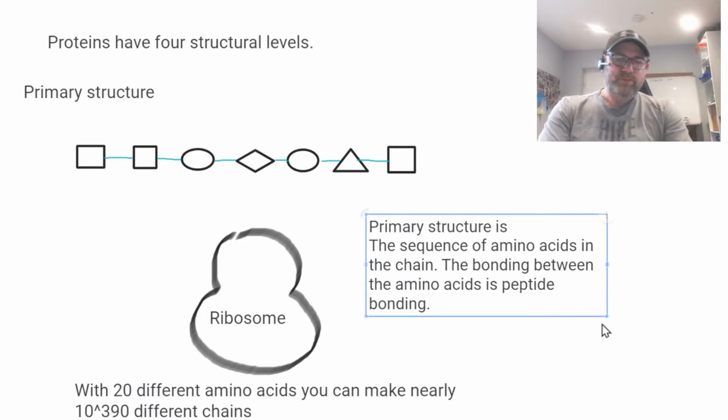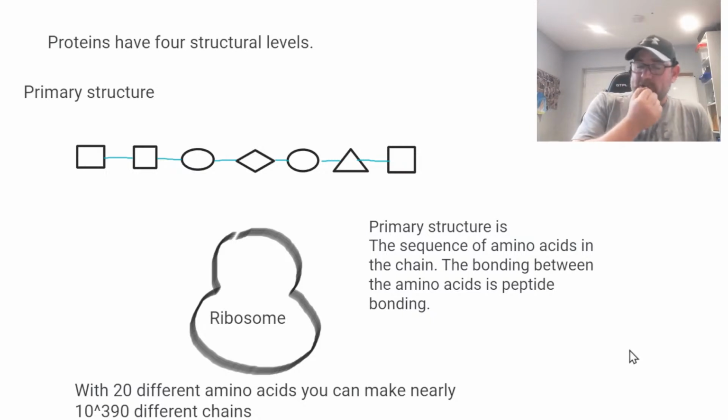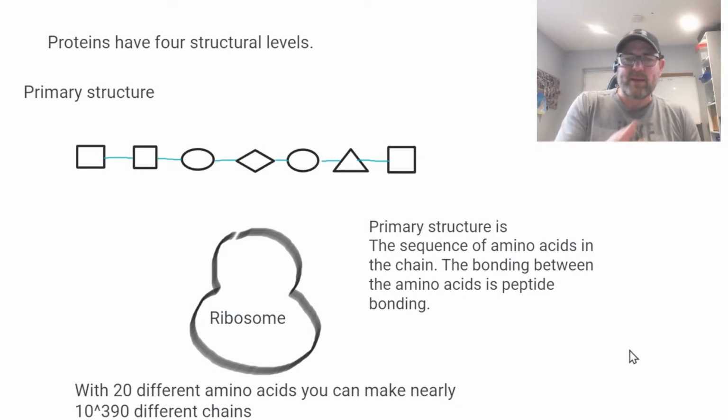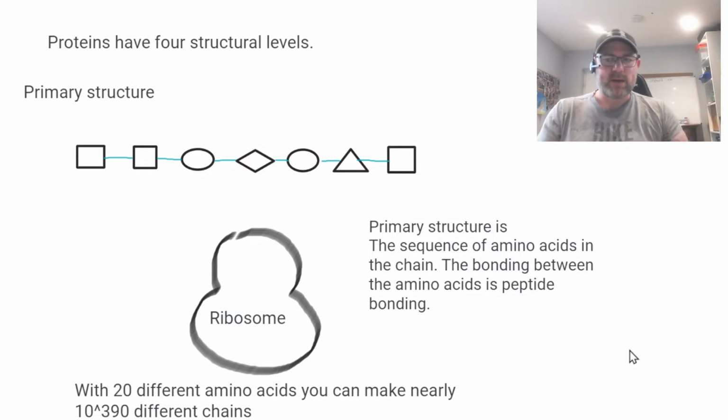So this is the definition of a primary structure. Primary structure is the sequence of amino acids in the chain, in the polypeptide chain. The bonding between the amino acids is peptide bonding. So you may be asked what type of bonding is in the primary structure of a protein.